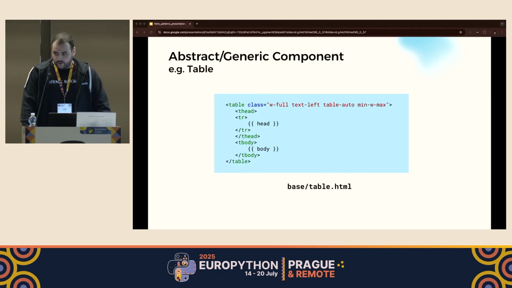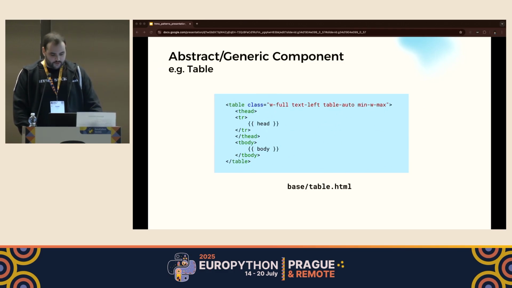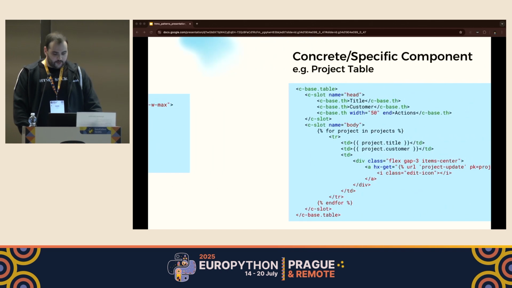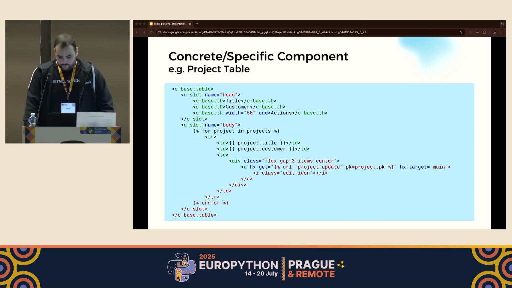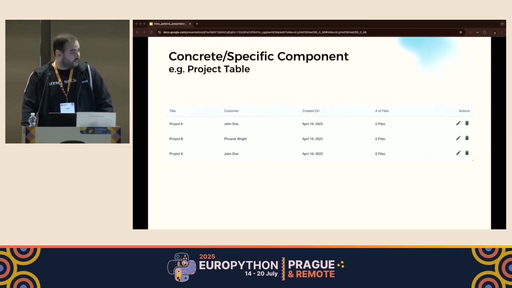So here's an example of an abstract table. This is a simple template, just a table with some styling. And here we have a concrete component. So as you can see, it inherits from the base template, the base table template. We fill in with the data model project specificities, such as actions and values. And this is the final result, a very simple design.